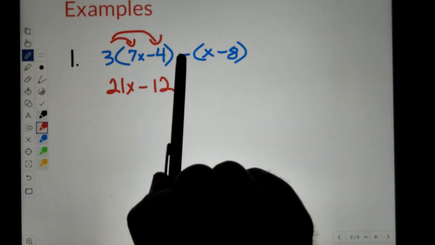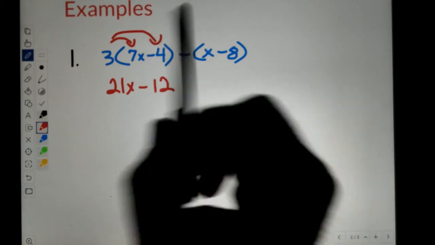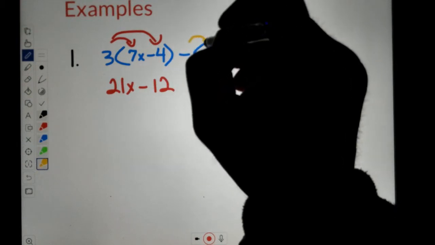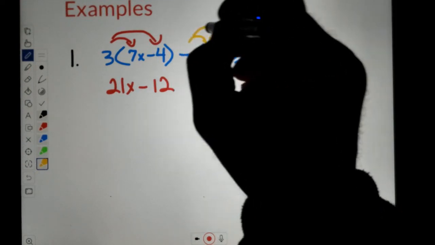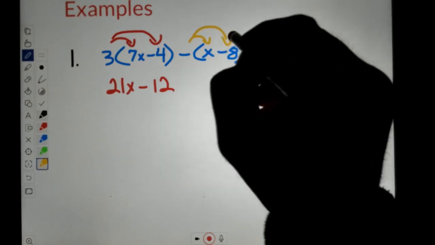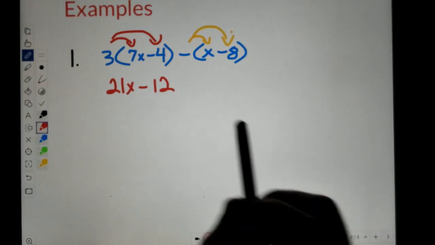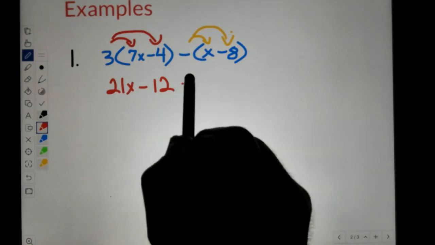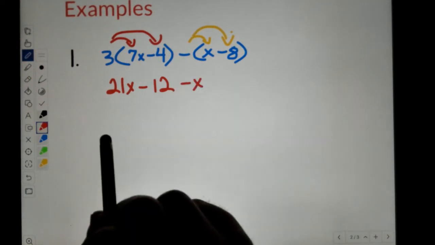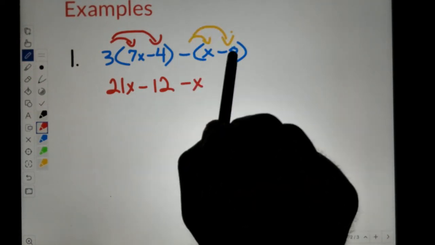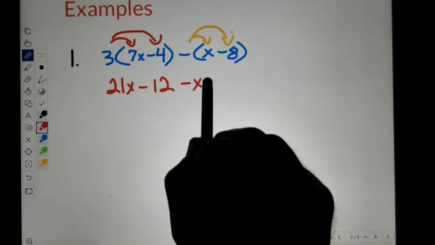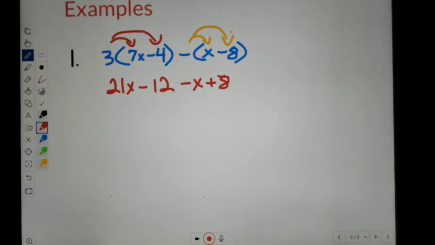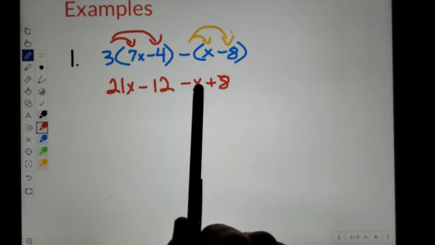Now we have this minus sign here. So this says minus times, let me show you what this looks like. So this negative is being distributed to the positive x, and the negative is being distributed to the negative 8. All right? So when we're working that out, it's going to be minus x, and then minus negative 8. Well, minus negative 8 is the same as saying plus 8. All right, so we have this term here, 21x minus 12 minus x plus 8.